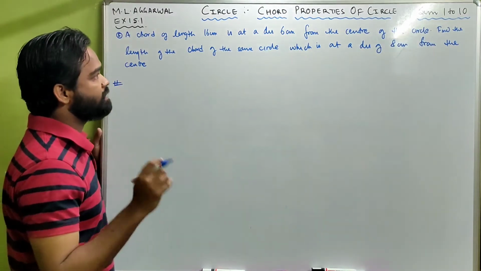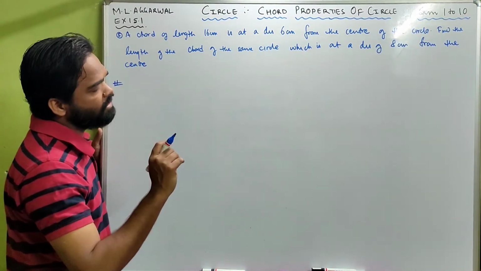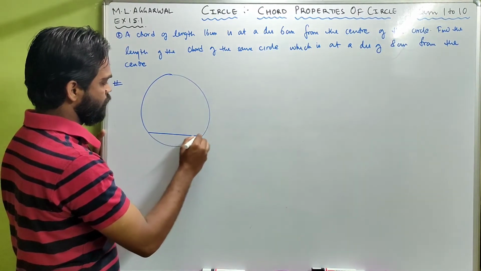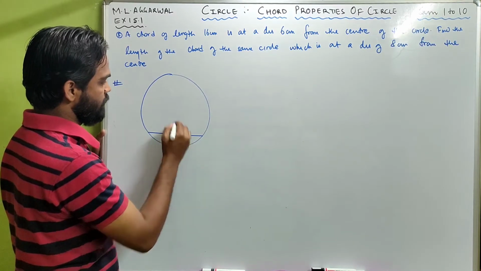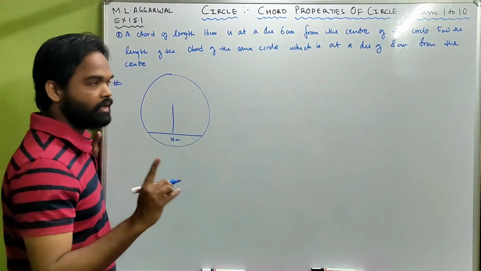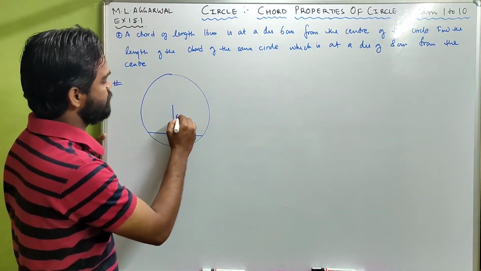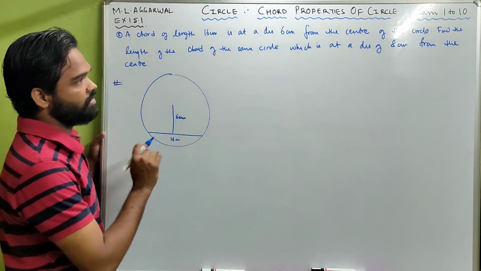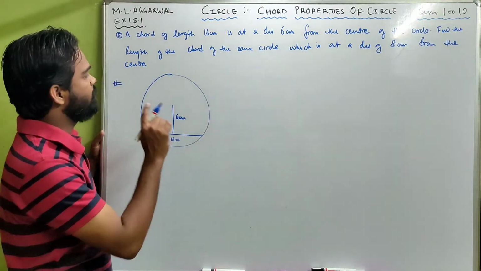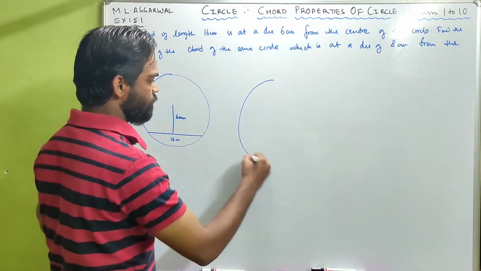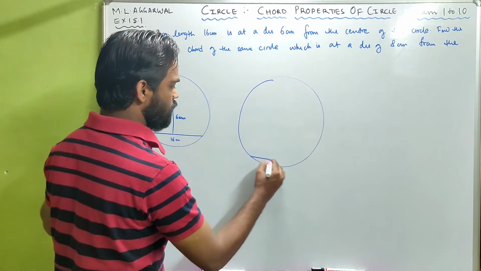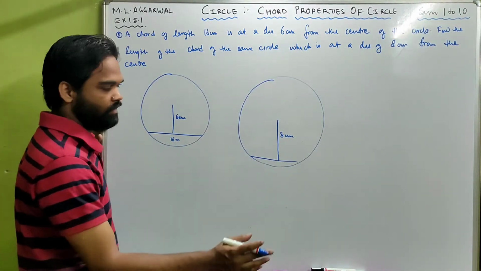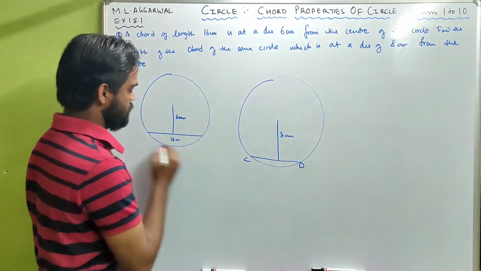A chord of length 16 centimeter is at a distance 6 centimeter from the center of the circle. So there is a chord whose length is 16 centimeter and the distance from the center is 6 centimeter. Find the length of the chord of the same circle, which is at a distance of 8 centimeter from the center. In the same circle, suppose there is a chord which is at a distance of 8 centimeter from the center. Then find the length of this chord.